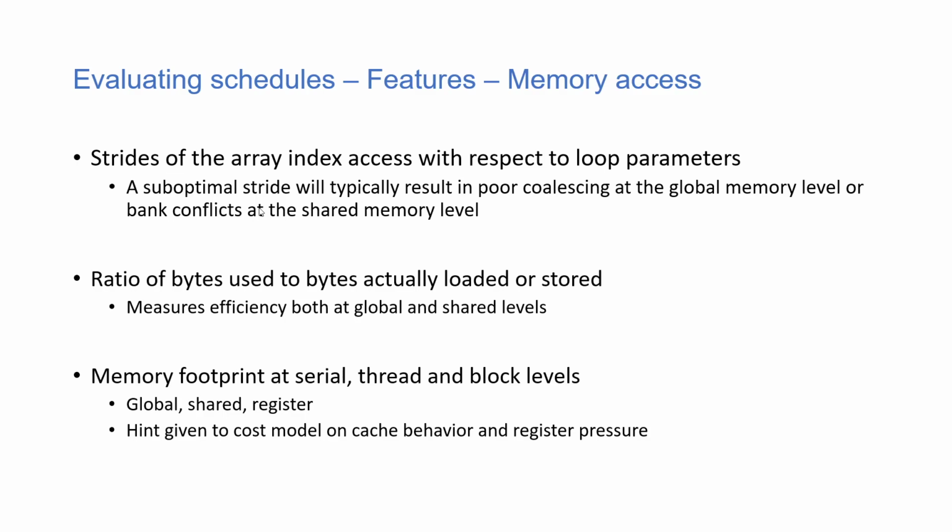First, we're going to talk about the memory features. One of them is a stride, which gives a hint that a poor, suboptimal stride is going to result in poor coalescing of global memory and conflicts at the shared memory level. The ratio of bytes of loads and stores measures the efficiency of both at global and shared levels, and memory footprint for the thread and block levels in terms of global, shared, and register also gives a hint to the cost model about cache behavior and register pressure.